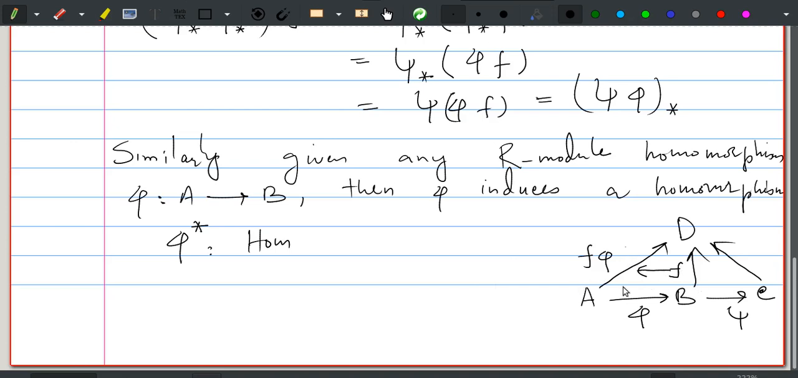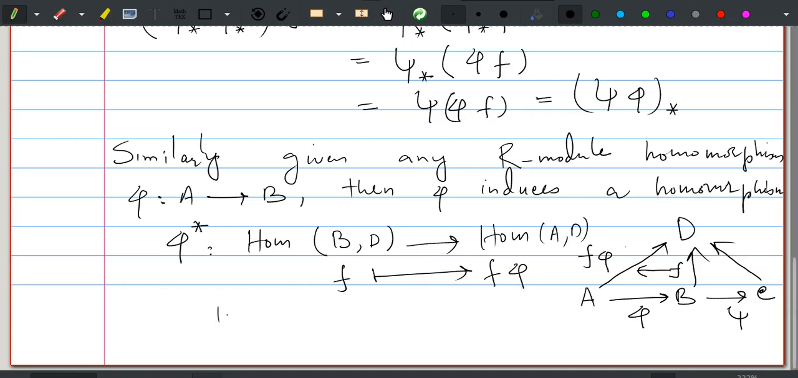So this phi induces a map. This F is a module homomorphism from B to D, so this is an element of Hom BD, and this phi star takes this map F to a module homomorphism from A to D. This is phi star, where this F is carried to F of phi, i.e. phi star of F is F of phi.